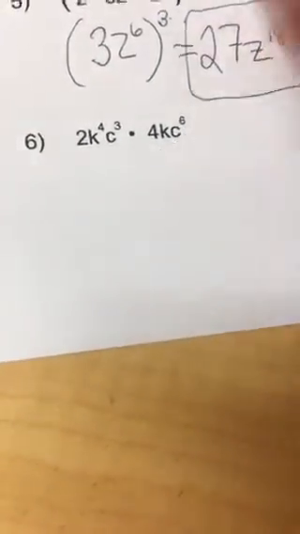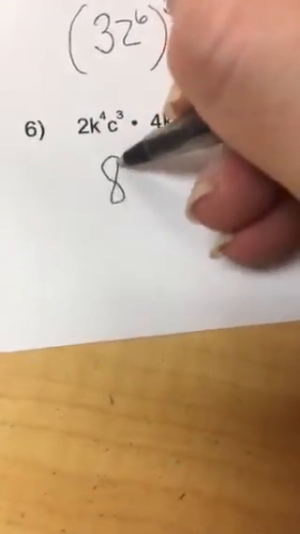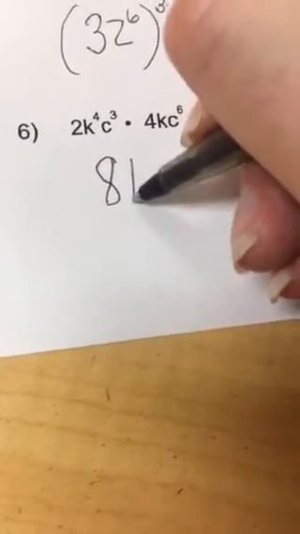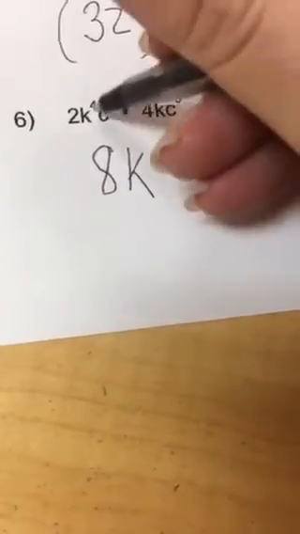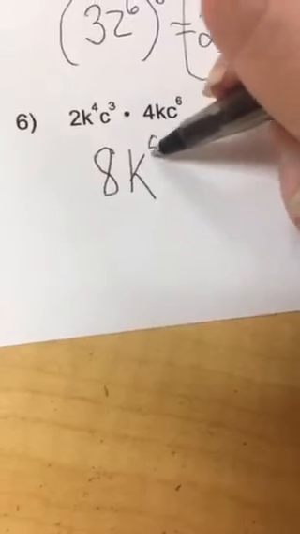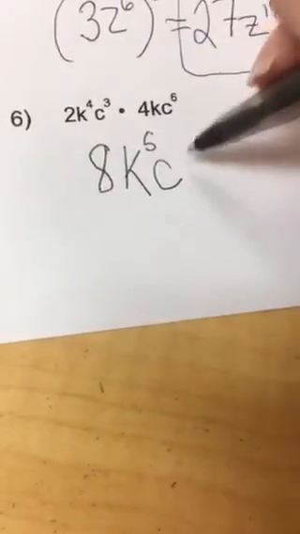Okay, now for this one I'm multiplying, so I'm going to multiply my coefficients, which is 8. 4 times 2 is 8. K, 4 plus 1 is k to the 5th. C, 3 plus 6 is 9.